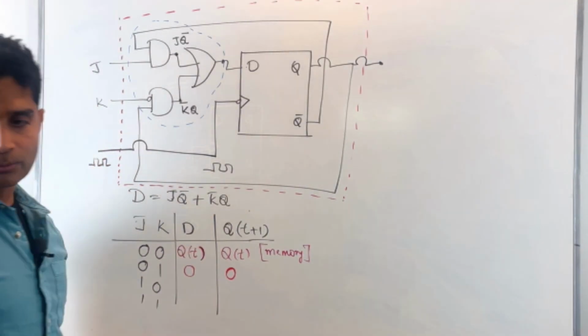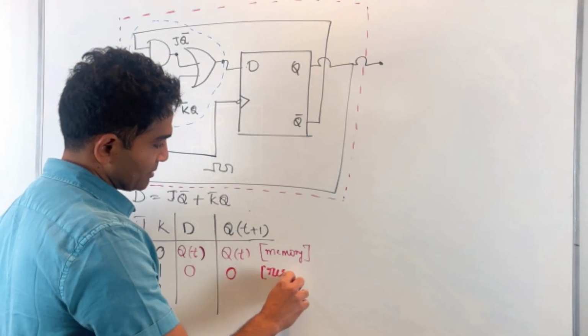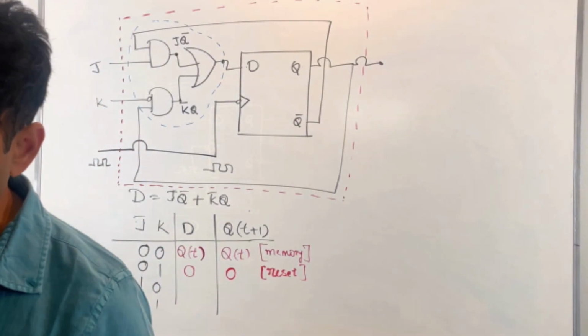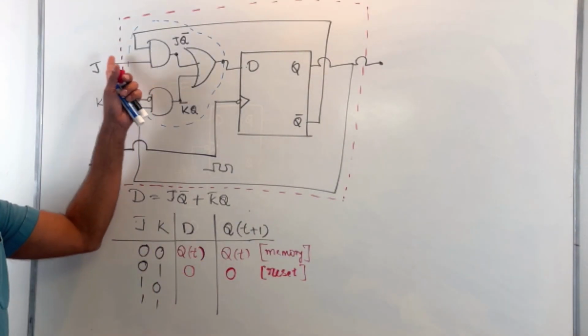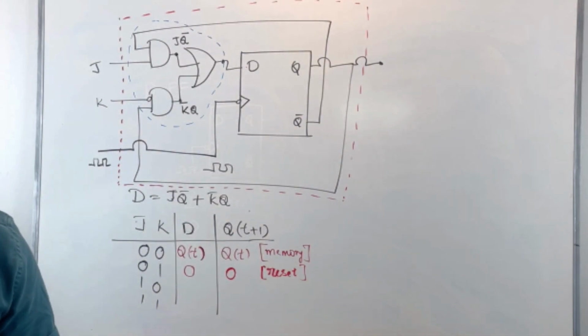And that corresponds to the reset condition, where when you want to write a value of 0 on my memory, for example, I will put a 0, 1 on my J and K values respectively, and I get the reset condition.